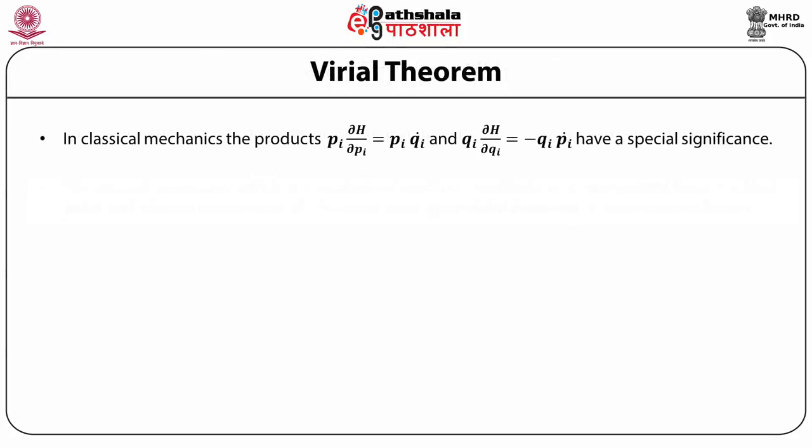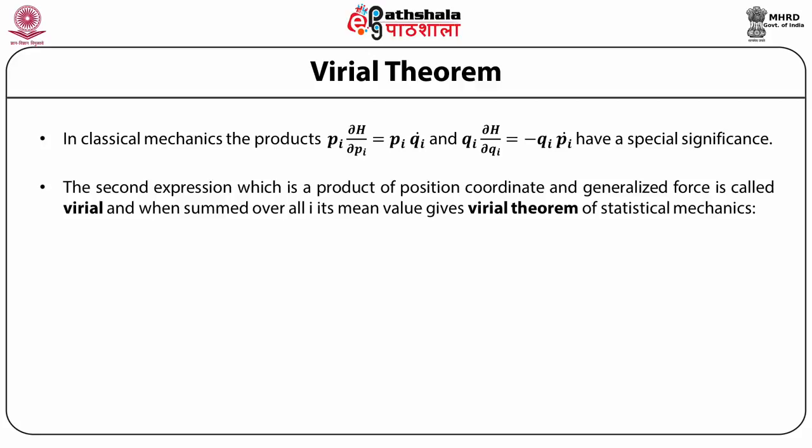Virial theorem. In classical mechanics, the product pi multiplied by the partial derivative of H with respect to pi, which is equal to pi qi dot, and qi multiplied by the partial derivative of H with respect to qi, which is equal to minus qi pi dot, have a special significance. The second expression, which is a product of position coordinate and generalized force, is called virial, and when summed over all i, its mean value gives the virial theorem of statistical mechanics.